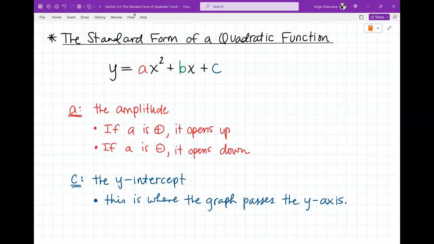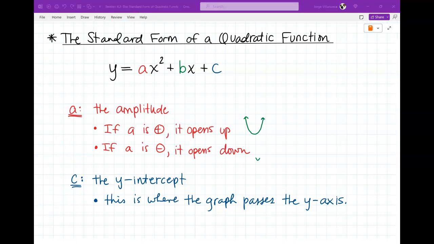a is the amplitude. The a value should be in the very front, right next to the x squared term. And it says if a is positive, it's going to open up. That means that your parabola is going to look like this. And if a is negative, it's going to open down. So your parabola will look like this.